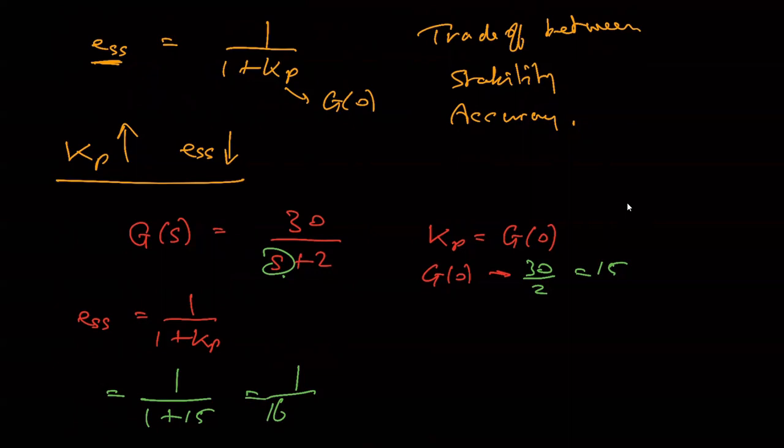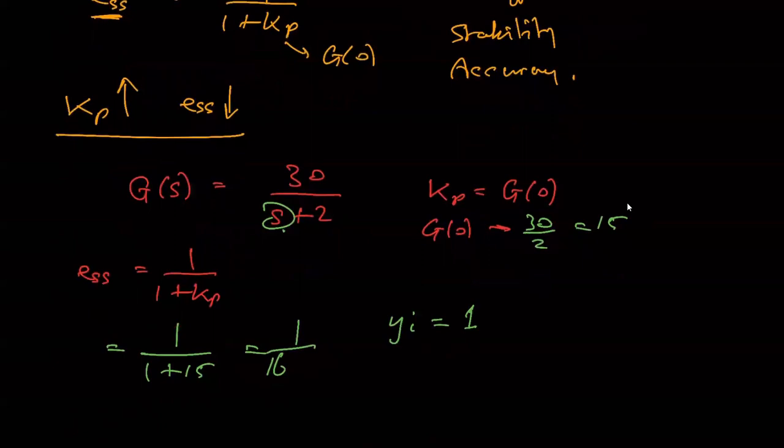Now this error is compared to the input. The input was a step input of 1, so this is 1/16 of an error. With a unit gain, I would expect the output, under ideal conditions, to be 1, but it won't be 1 because there's a little bit of an error, and that's the amount of error, 1/16.